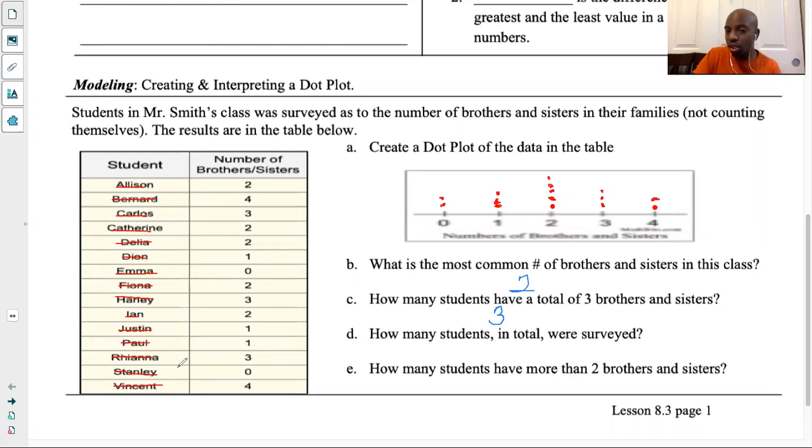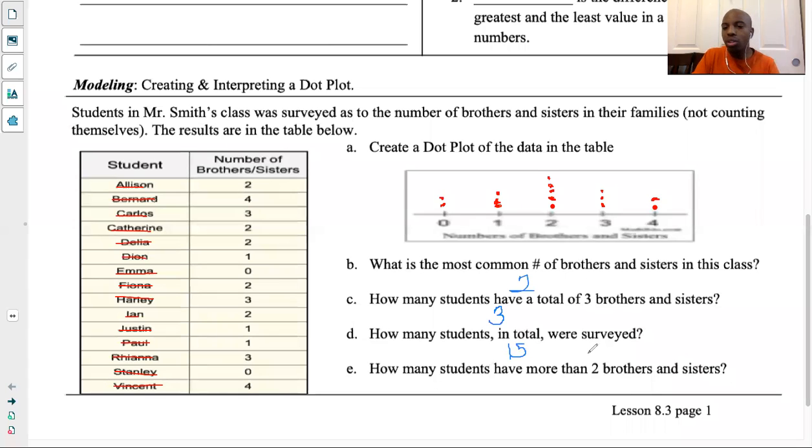Which means 15 students. And I would suggest, even if you did that, even if you created your dot plot, that you go back and check to make sure your dots also added to that same amount of students that there were. So I'm gonna count the dots: 1, 2, 3, 4, 5, 6, 7, 8, 9, 10, 11, 12, 13, 14, 15. Yes, there are 15 dots here. There are 15 students. That means that there were a total of 15 students that were surveyed.